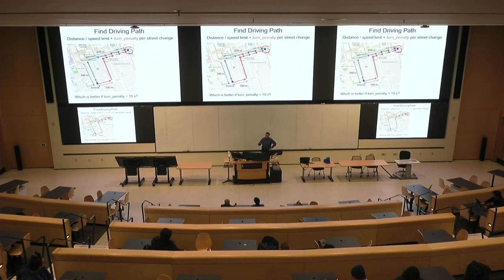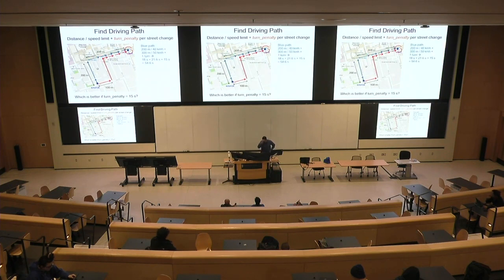And our travel time is not just distance traveled divided by speed. We're also assuming that whenever you change streets, that involves a turn or going through a traffic light, it's going to take you some time. So let's say that time we assume is 15 seconds. We'll call that the turn penalty.